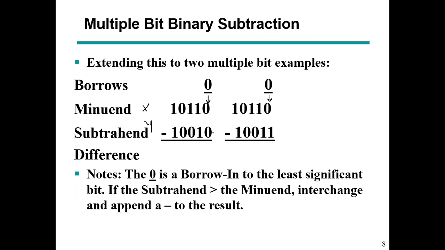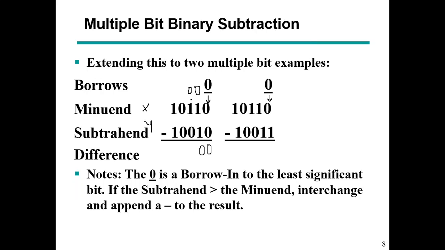So let's do it. So 0 minus 0, and there was no previous borrow, minus 0. So the difference would be 0, and we did not need to borrow anything to do that. 1 minus 1, okay, and there was no previous borrow. 1 minus 1 minus 0. So the difference would be 0, and we did not need to borrow anything for it.